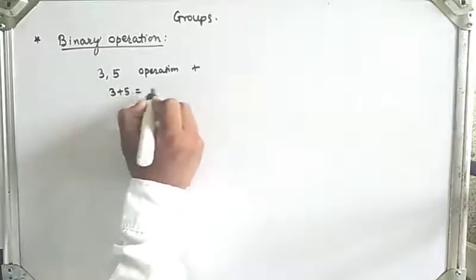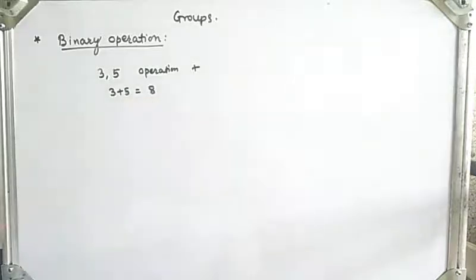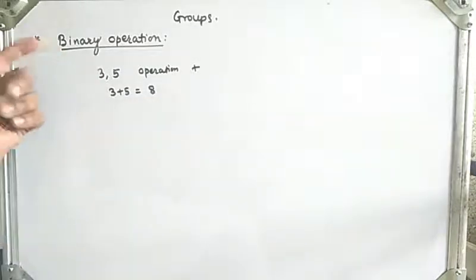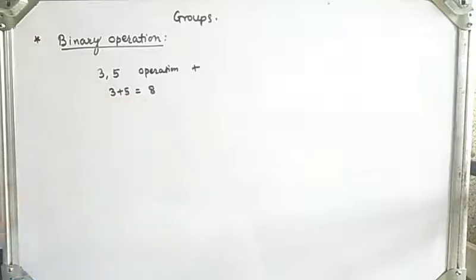which forms 8. So if I take two elements from a particular set, and their addition is again in that set, then we say that addition is a binary operation on that set. So let's see the definition.